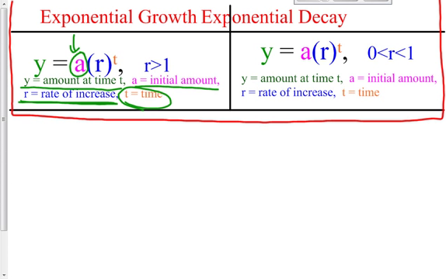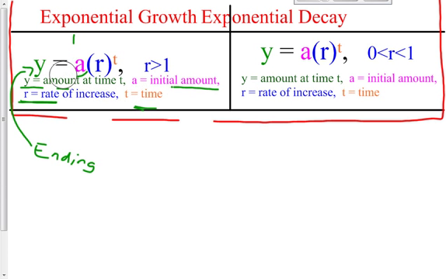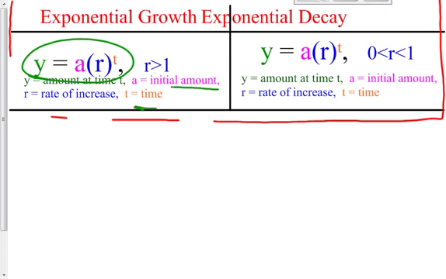I kind of think of it as the ending amount. So such as, you know, what's the population after 7 years? Or how much money is this worth after 20 years? Whatever the case might be, what's that ending amount? That's our y value. Okay, so for exponential growth and exponential decay, as you can see, the formulas are the exact same. This is our exponential growth formula. This is our exponential decay formula.